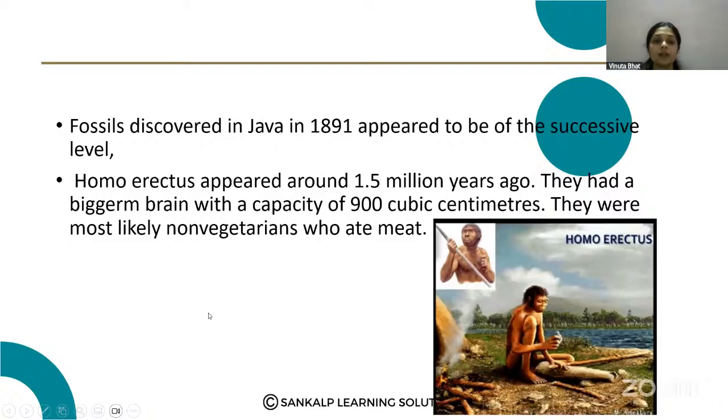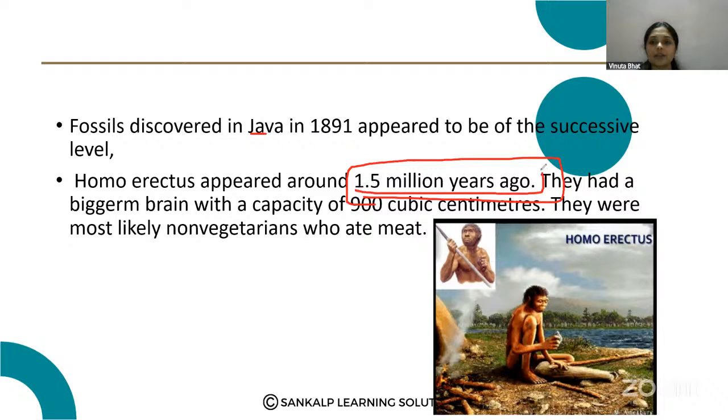Next one. The Java man, the fossils in Java in 1891, appeared to be a successive level. Homo erectus appeared around 1.5 million years ago. So Homo habilis, then in 1891 Java man was also observed, and Homo erectus. So Homo habilis, next Homo erectus.